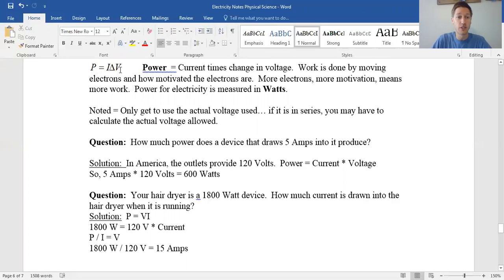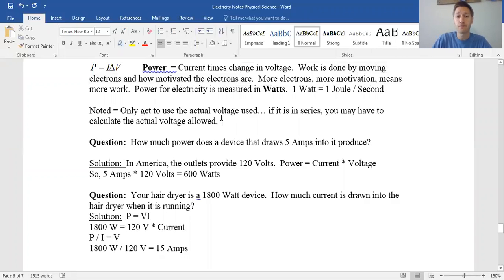So our equation is power equals current times ΔV, this little triangle means change in voltage. All right, so again, the idea is work is done by electrons moving, how motivated they are. So more electrons, more work. More motivation, more work. So for electricity and for anything, we talk about power, we measure it in watts. 1 watt equals 1 joule of energy done per second.